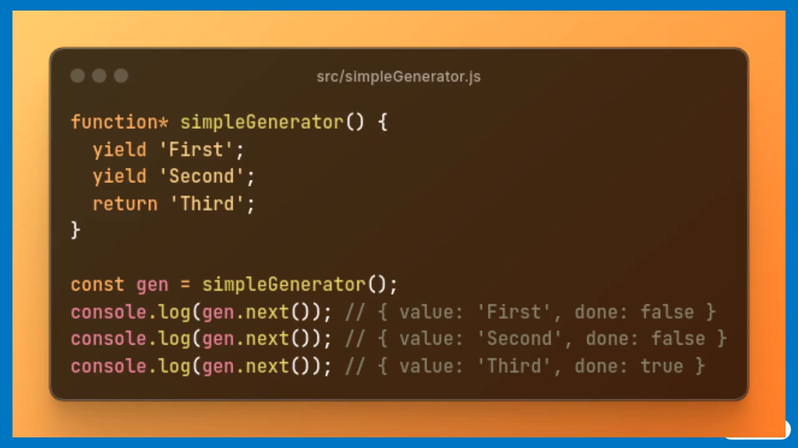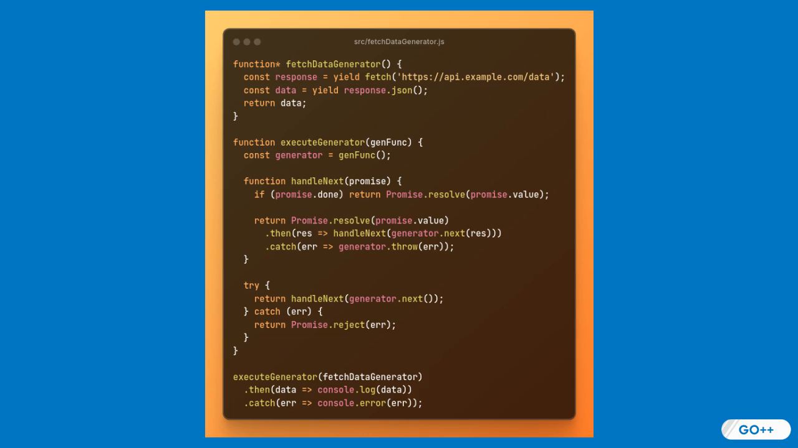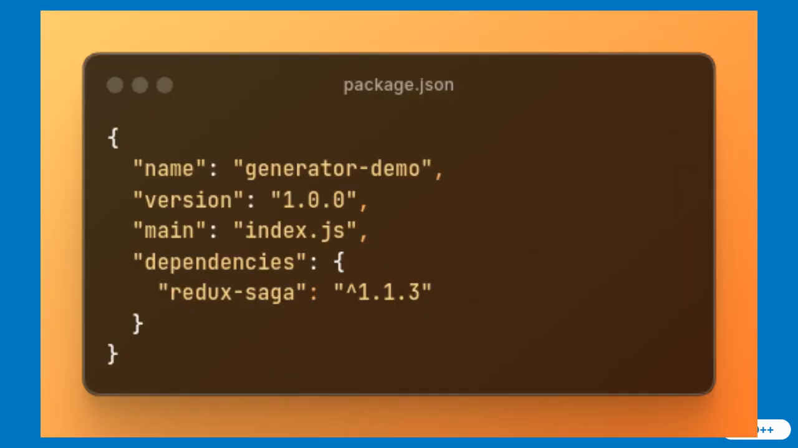Let's look at a basic generator function to understand how they work. Now, let's integrate generators with asynchronous operations. Here's how you can fetch data using a generator function. Finally, let's set up our project configuration.